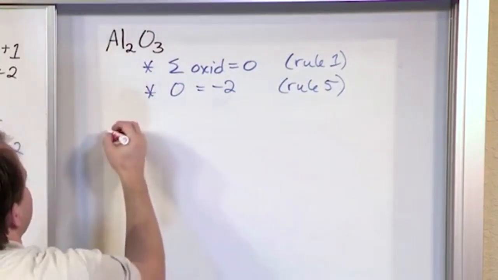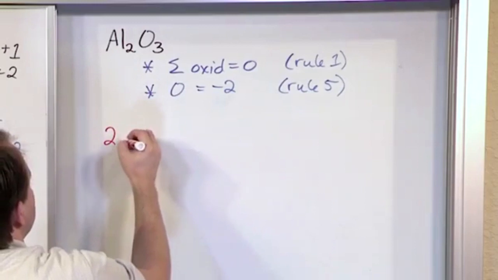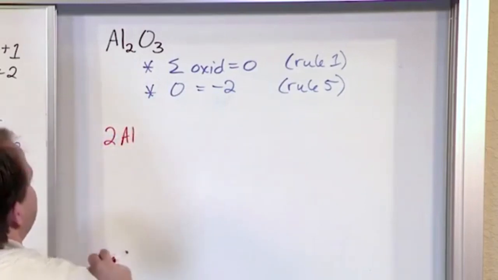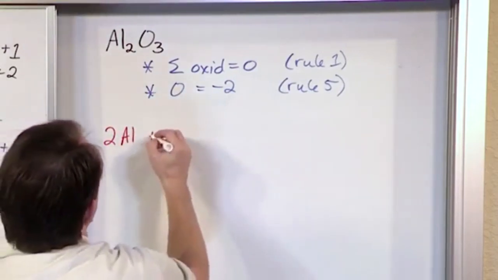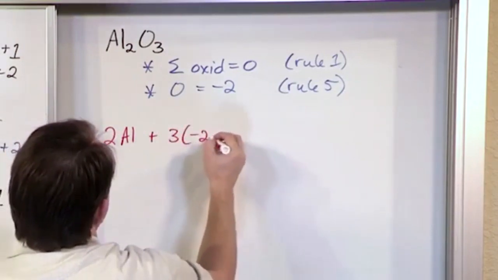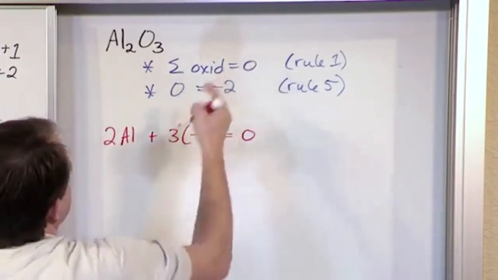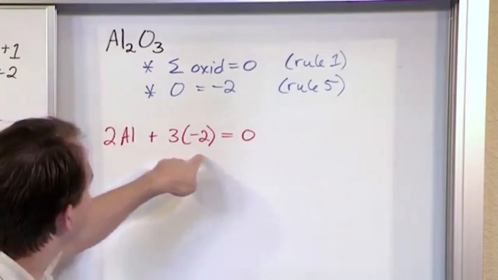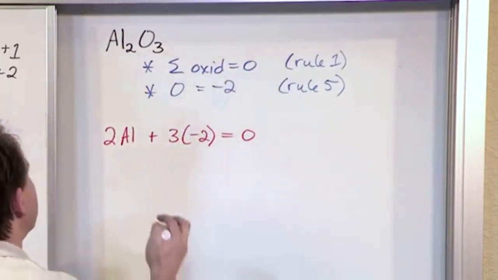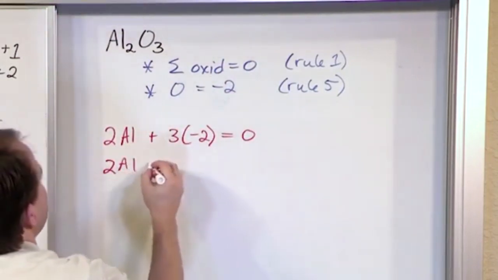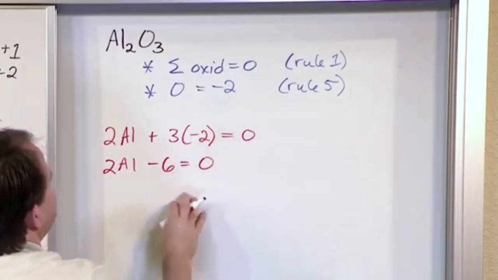So I have 2 aluminums. I have to keep track of the number of aluminums I have, plus 3 oxygens, each with a -2 oxidation number, and they have to sum to 0. I'm using both of these rules to write the simple little equation here. So 2Al minus 6 is equal to 0.